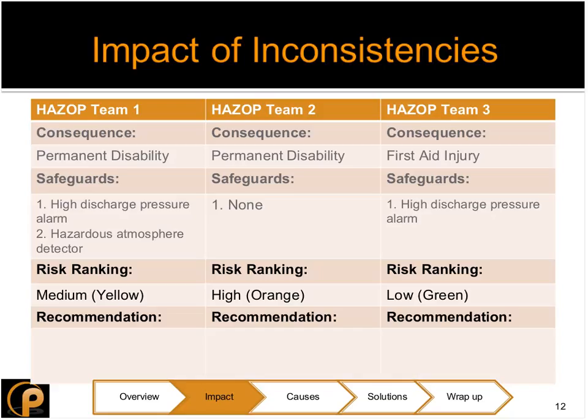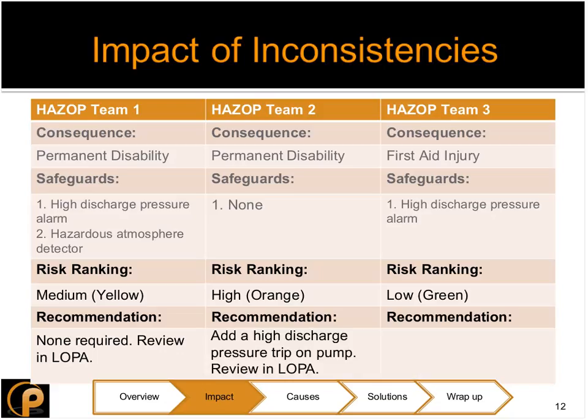So when it comes to recommendations out of the HAZOP, we have Team 1 at a medium acceptable risk ranking. Doesn't need any recommendation, but needs to review in the LOPA. Team 2, having an unacceptable risk ranking, needs to do something like add a high discharge pressure or trip on the pump, and they're also going to review this scenario in LOPA. Team 3, on the other hand, has a completely acceptable risk ranking, and being a first aid, they don't need to do LOPA. So we're already seeing difference in the recommendations that are coming out of this.